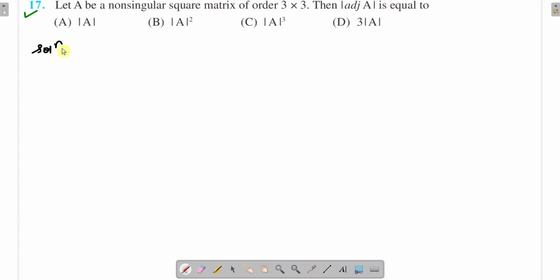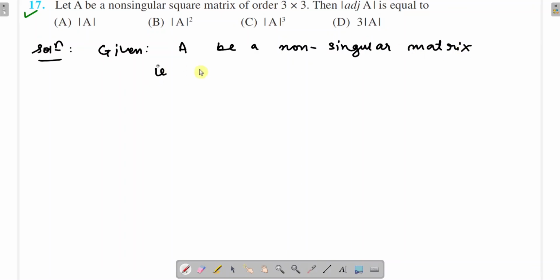So, solution. Now what we have here: let A be a non-singular matrix of order 3 by 3. Given A is a non-singular matrix, that is nothing but the determinant of A is not equal to 0. So a non-singular matrix means the determinant of A is not equal to 0. Now we can go to this. Then what is the determinant of adjoint of A?